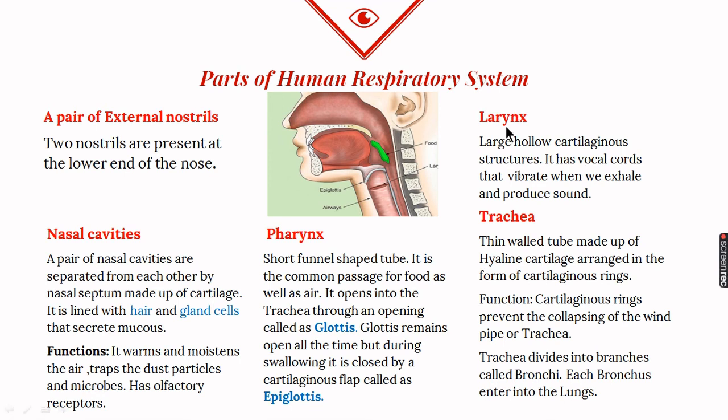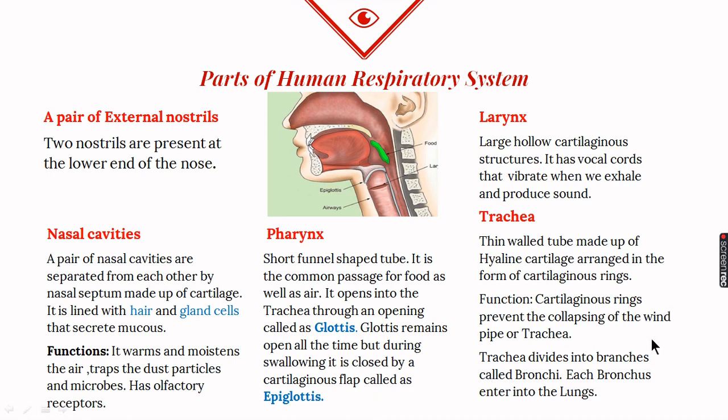After pharynx, larynx is present, which is again made up of cartilage, and its significance is that it has vocal cords. These vocal cords vibrate when we exhale and sounds of different kinds can be produced. Larynx opens into trachea, which is a thin wall tube, and it is made up of hyaline cartilage. Actually, there are rings of cartilage all along the trachea. The significance of these rings is that they prevent the collapsing of the windpipe. So all the time this windpipe remains open.